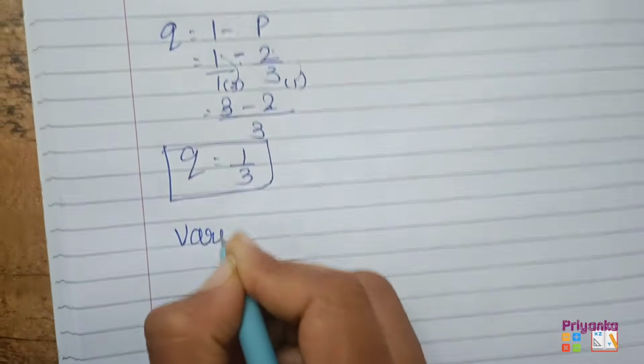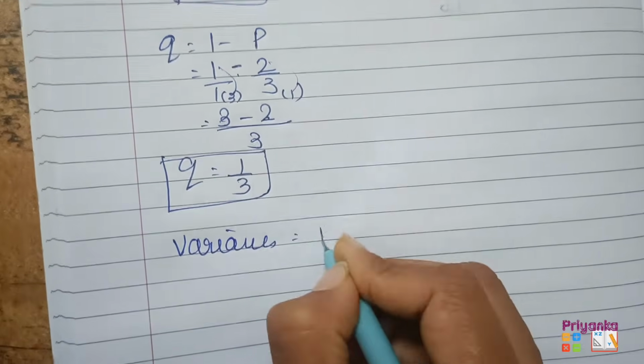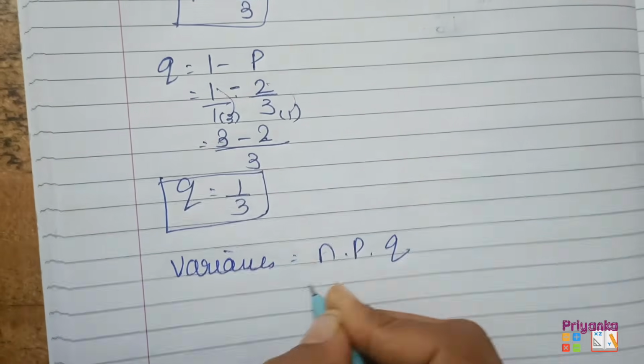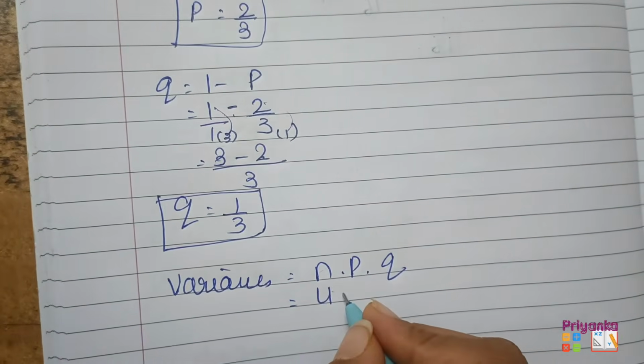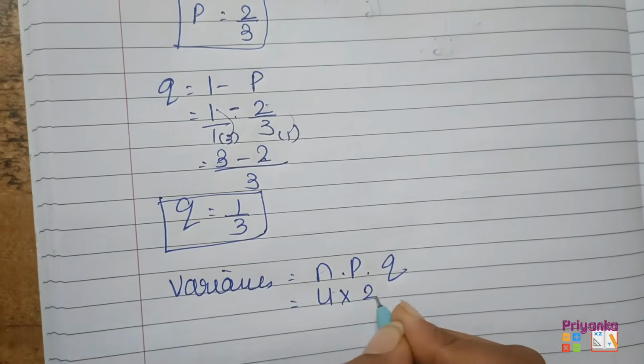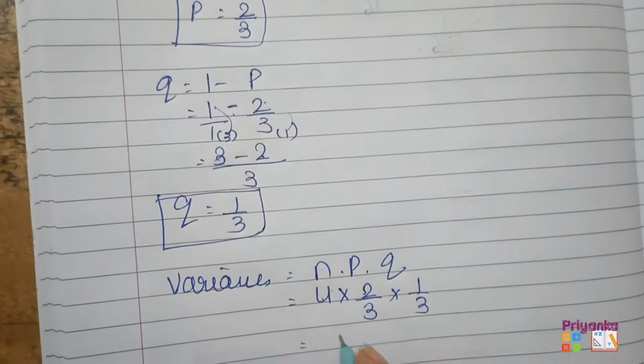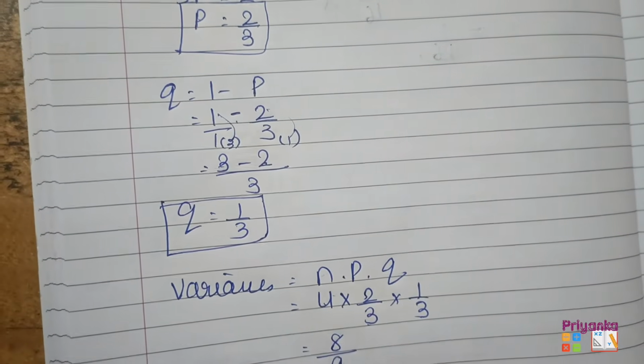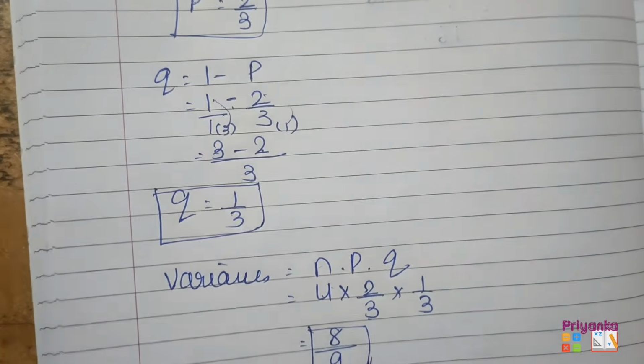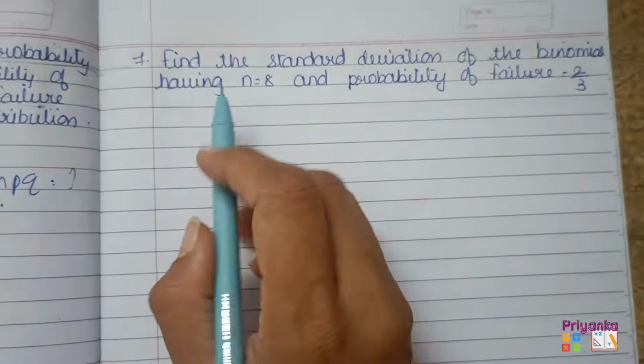Now what has been asked to find? That is the variance, and that is npq. The n value given in the question is 4, the p value is 2 upon 3, and the q value is 1 upon 3. 4 2s are 8 and 3 3s are 9. That's the answer. Next, question number 7.